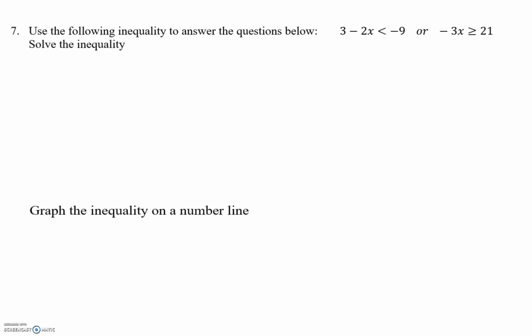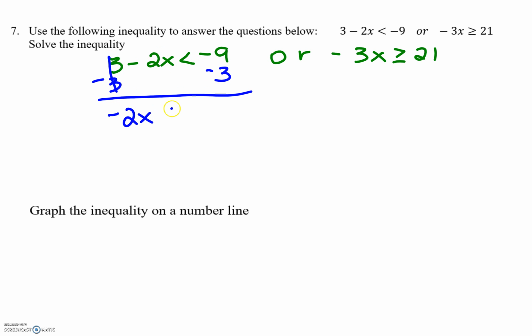For 7, solve the following inequality. So 3 minus 2x is less than negative 9, or negative 3x is greater than or equal to 21. So let's solve the first one on the left. So I'm going to subtract 3 over.